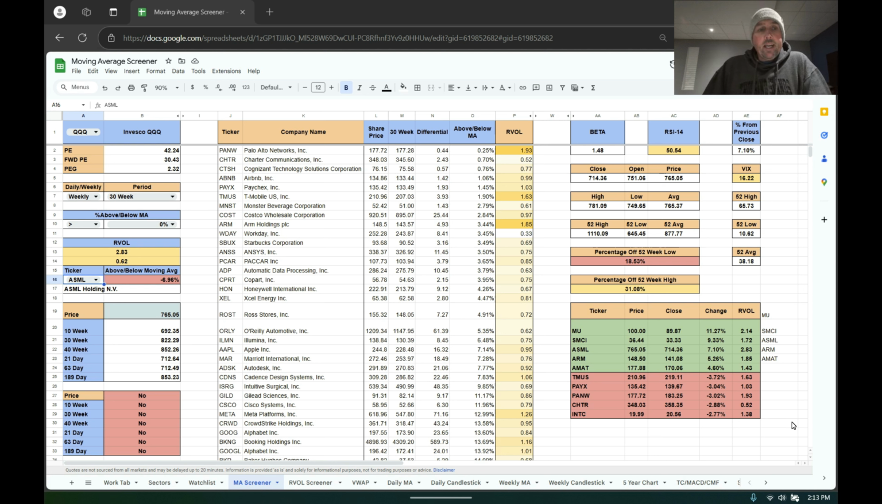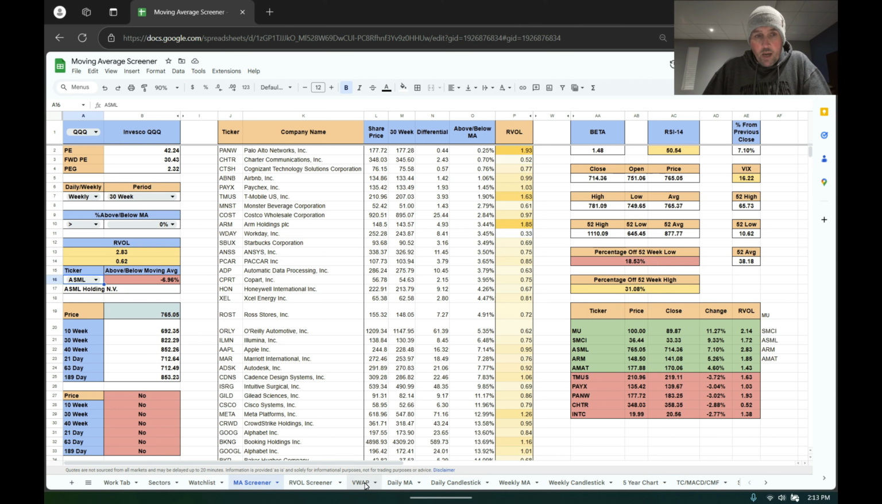So the next one we're going to look at is ASML, and we can see that has a beta of 1.48. This actually crossed the 50 RSI on Friday, because this is going to be Friday's closing RSI. We're up 7% today. We're only 18% off our 52-week low. We're only 31% off our 52-week high, so we're kind of trading in a tight range here.